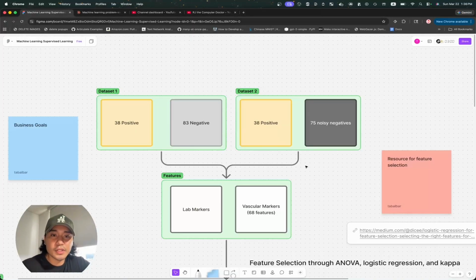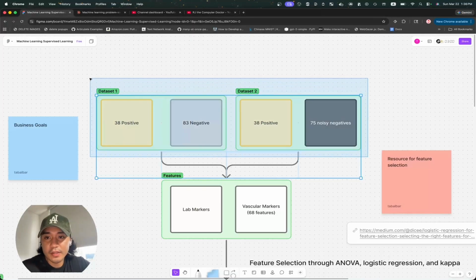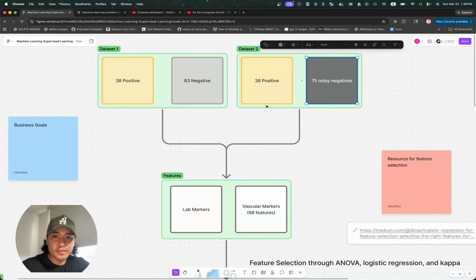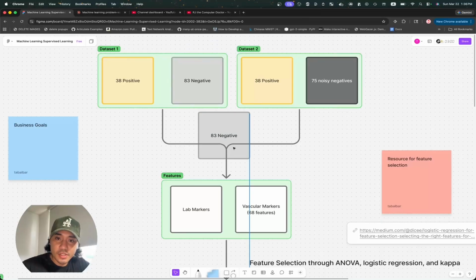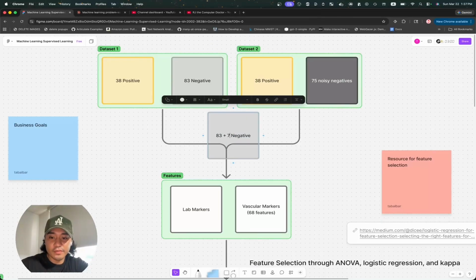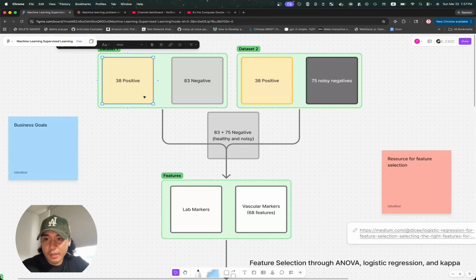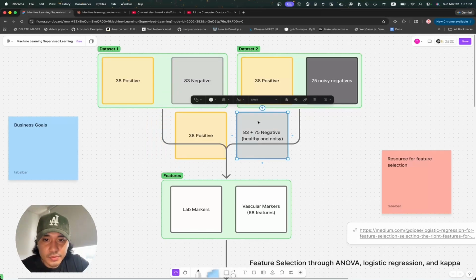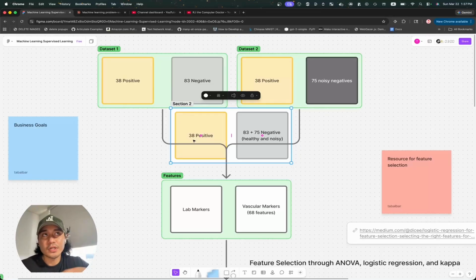So one way that you can approach this is combining these two negative samples and these noisy negative samples. If we were to put these two together, we would get 83 plus 75, which includes negative, which is healthy, and noisy samples. And then we would have our 38 positive samples here. Okay, if you were to group these two together, you need to understand what you are trying to actually build a model of. From this 75 noisy samples, these are people that look similar to the actual sickness that you're trying to study.